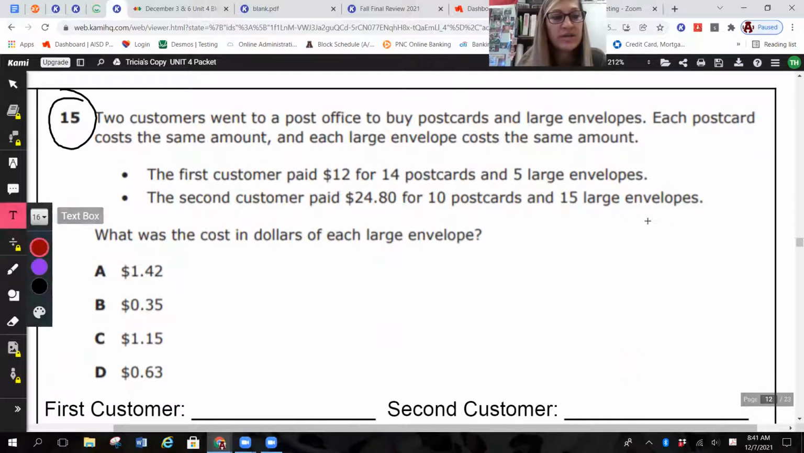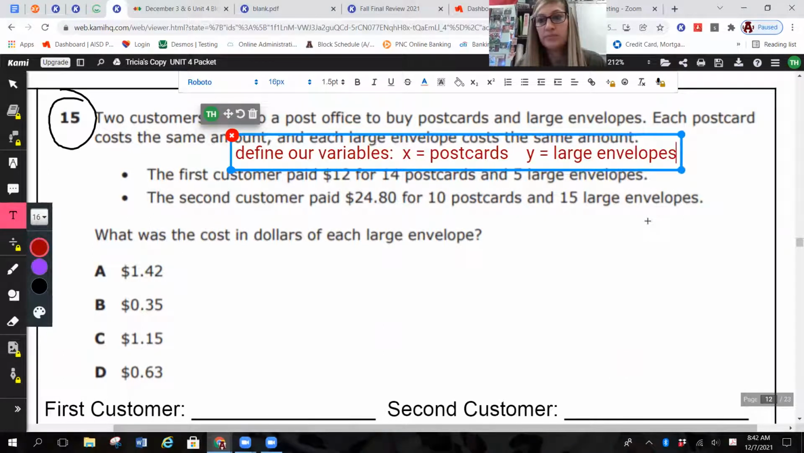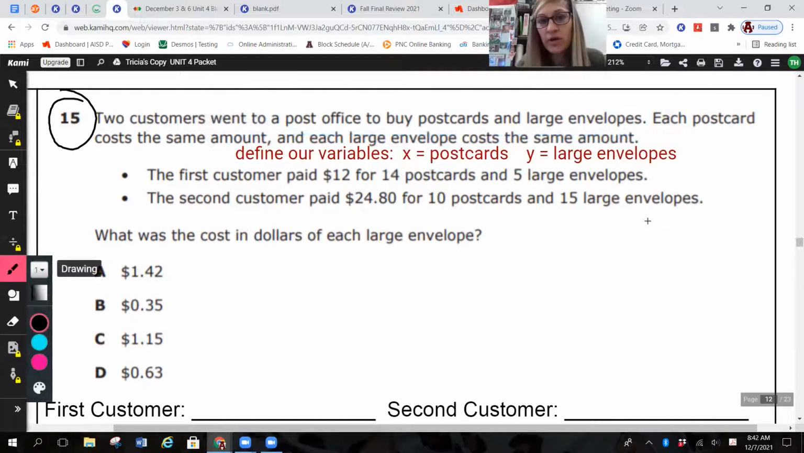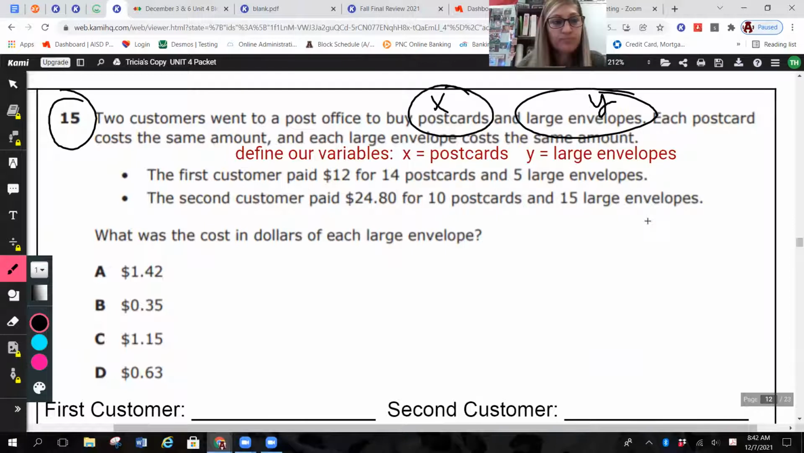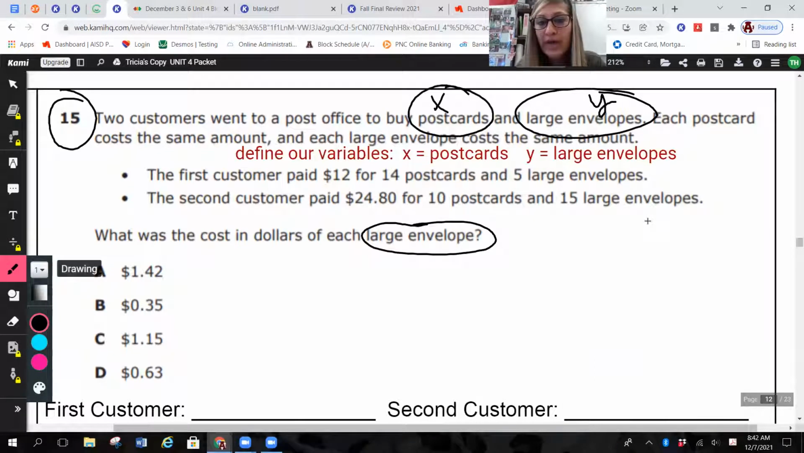So what's my question going to say? First thing we do is define our variables. We've got x equals postcards, y will equal large envelopes. If you want to take a shortcut, just call this x, postcards, y, large envelopes. So let's write our 2 equations. We need an equation for the first customer, an equation for the second customer, and then the question says, what's the cost in dollars of the large envelopes? Finally, they care about the little y coordinate.